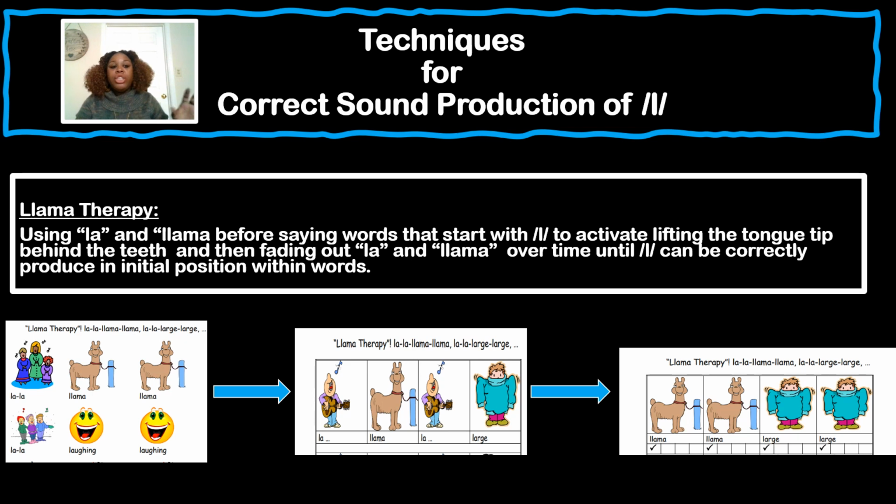One of the techniques that I found is called Lama therapy, and it sounds really funny, or it may sound strange, but this is another technique that I learned from Carolyn Bowen of, I think her website is speechlanguagetherapy.com or something like that. This was like a lifesaver for me with L, because L and R are some of the hardest sounds for children to be able to say.